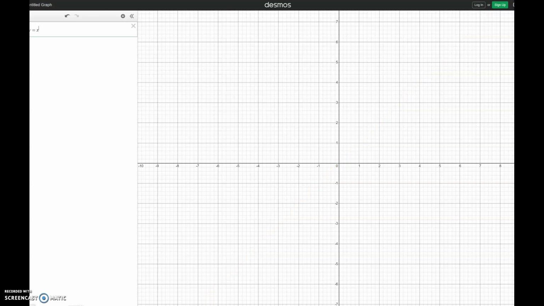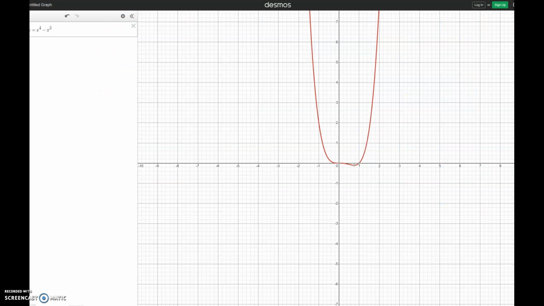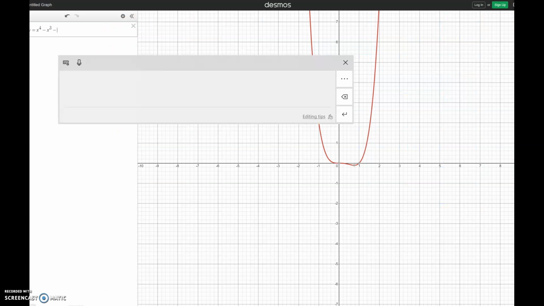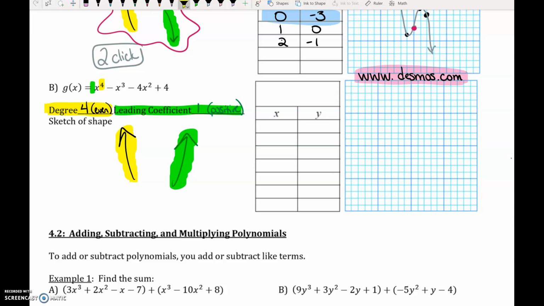So x, you use your exponent key, it's above the 6, it's the little caret, the little arrow up thingy. X to the 4th, minus x to the 3rd. You do have to hit your right arrow to get out of the exponent, just like you do in the graphing calculator. Minus 4x squared plus 4.